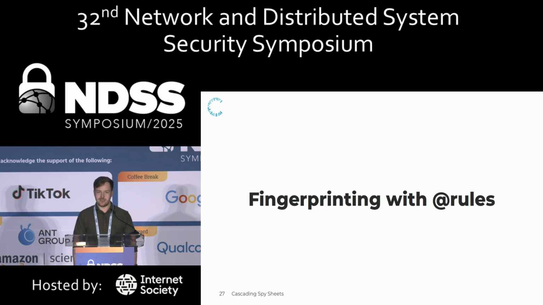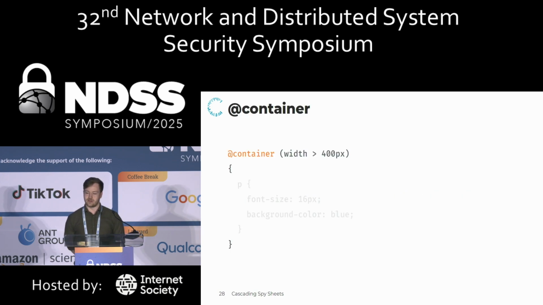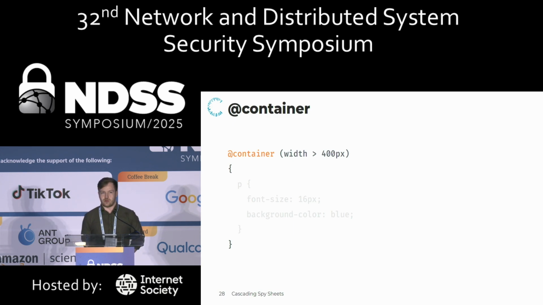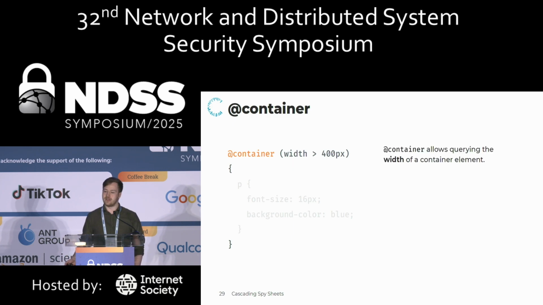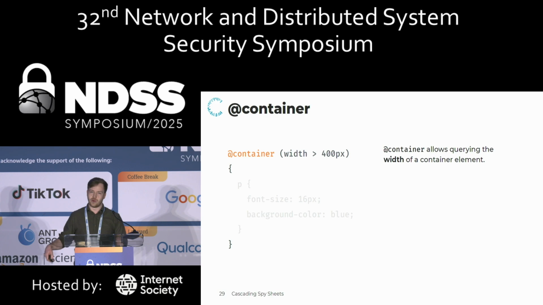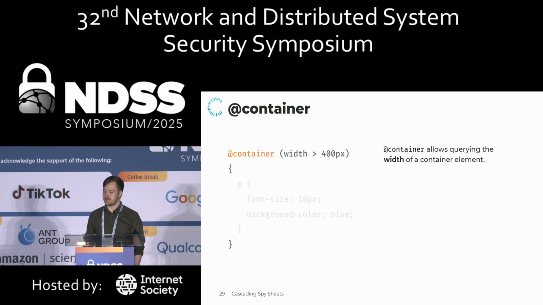So let's directly get into fingerprinting with at-rules. And here, the most interesting fingerprinting technique is based on container queries. A container query looks like this. We have a width query. What container queries are actually doing is we can measure the width of a container element. And then depending on the width of that, we can apply some conditional styles.